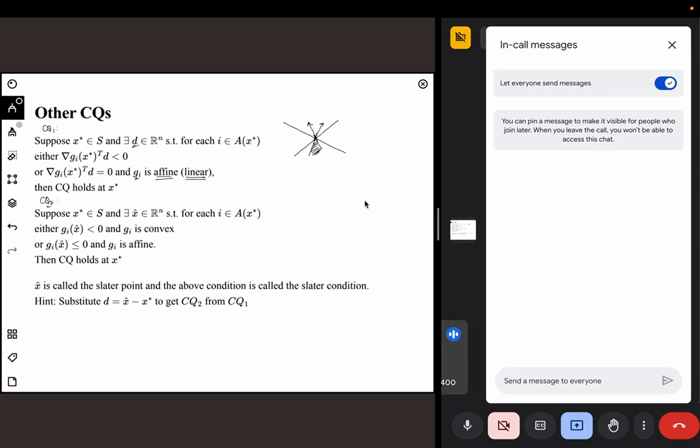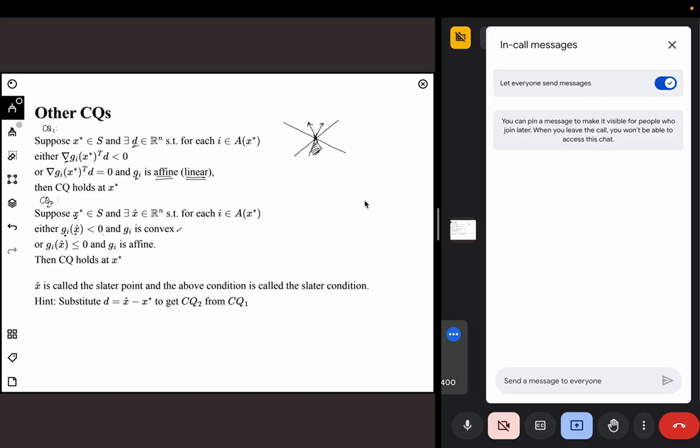So instead of focusing on the gradient, here we will be speaking with respect to the actual function value itself. There are two variants of it. Either you have G of x less than 0 and that function is convex. So if your inequality constraint is a convex function, then for every x star, you need to be able to find an x hat such that the value of G is less than 0, because you can also think of this in a simple way.